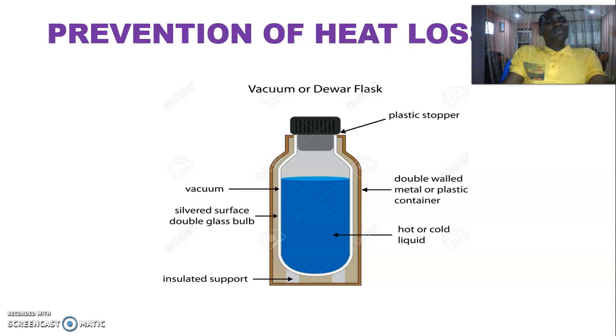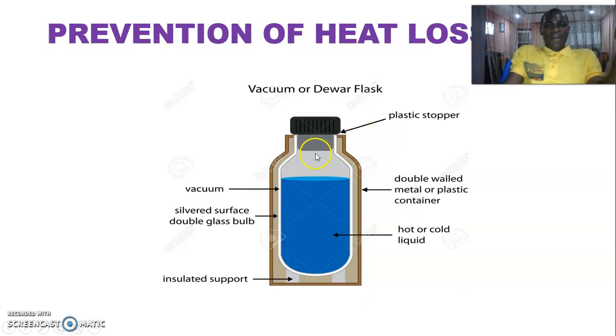Prevention of heat loss. Having seen these three processes discussed earlier with the cup of tea, if we want to maintain the temperature of the tea inside a cup so that at any point in time we can use it without losing heat to the environment, we've got to use what we call a vacuum flask, or a thermos, or a dewar flask, as the case may be.